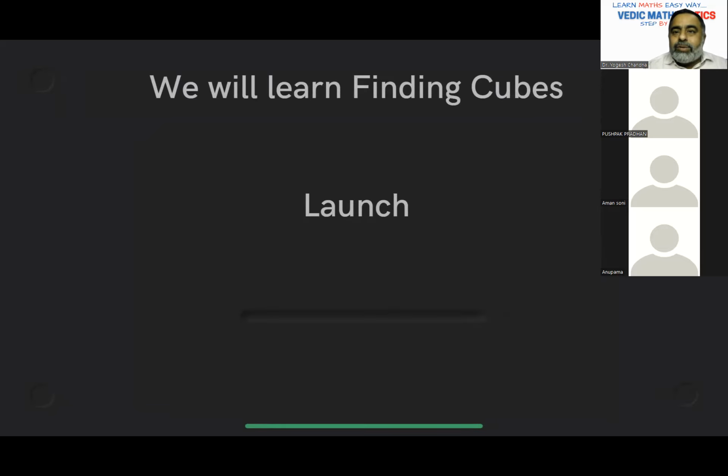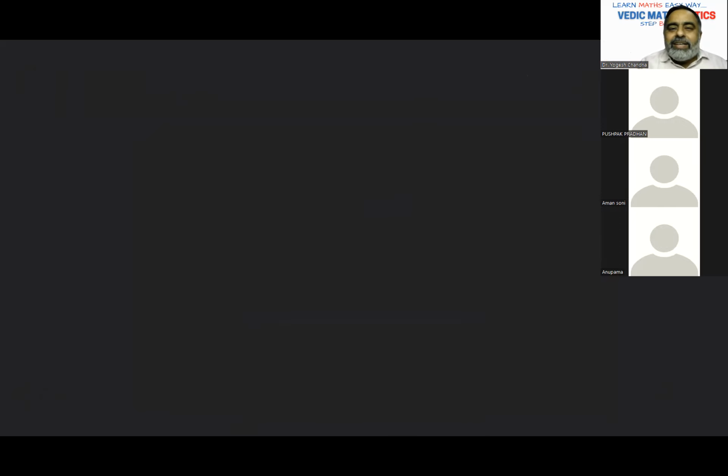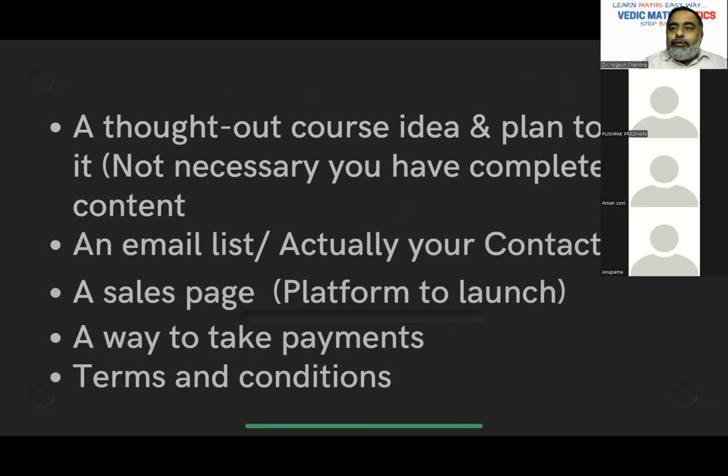So now the second topic was cubes, but before cubes, let us learn how to launch your classes, because the objective of this workshop was one thing, learning Vedic mathematics, and second, launching your own classes. So are you interested to launch your classes or not? Yes, sir. Let me teach you. So very first, 5 points are required.